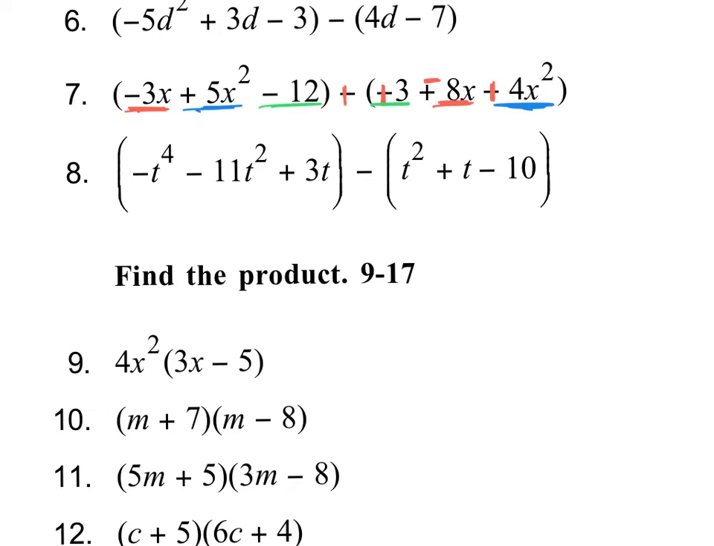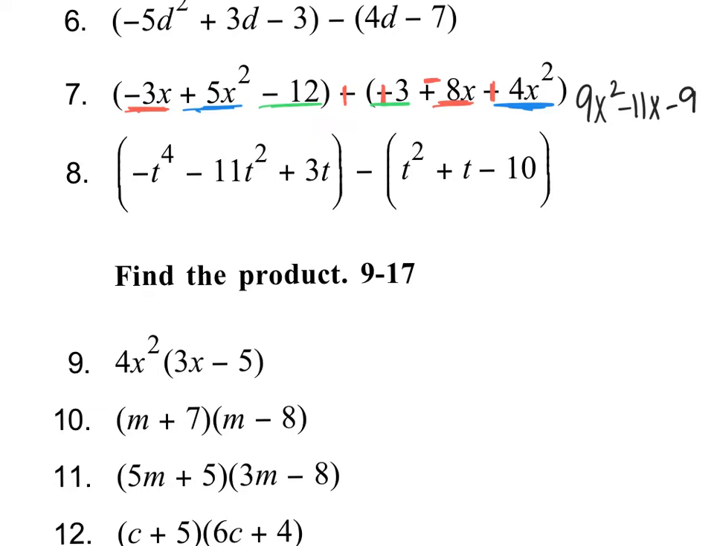So let's start with the x squareds. So 5x squared plus 4x squared gives me 9x squared. And we have negative 3x minus 8x, so negative 3 minus, same signs, we're going to add, so we get negative 11x. And then we have negative 12 plus 3, opposite signs we're going to subtract, so bigger one's negative, so it becomes negative 9.